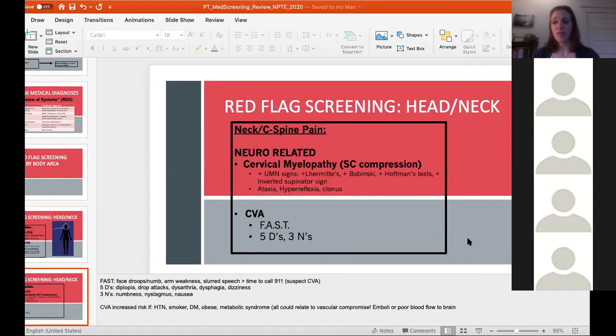So if somebody presents with one or two of these, maybe you can justify it based on their past medical history or what they have going on. But if they have multiple symptoms with similar onset within these neurologic symptom categories, that's where you're going to want to refer this patient for further testing for safety.